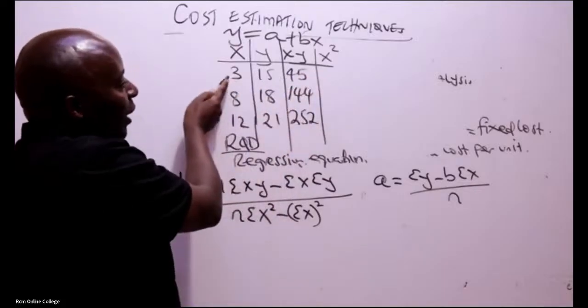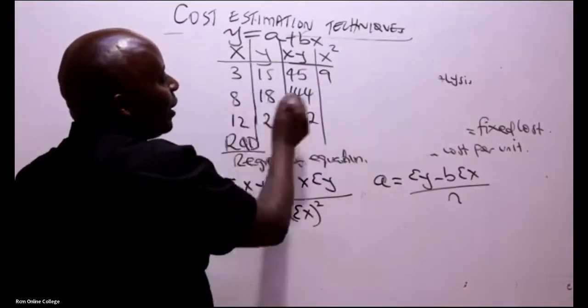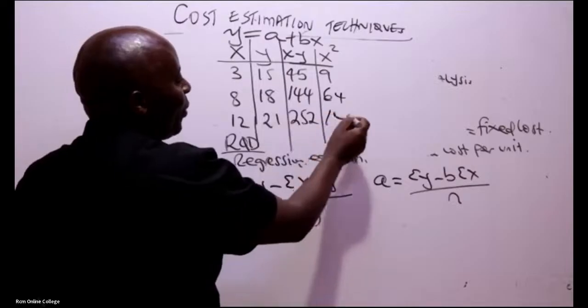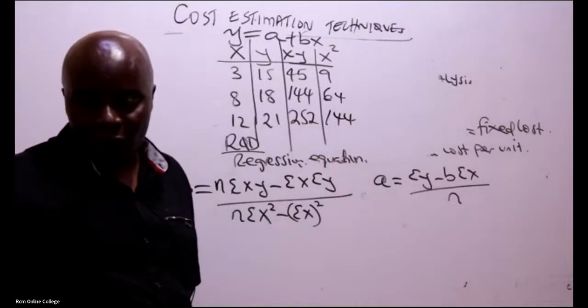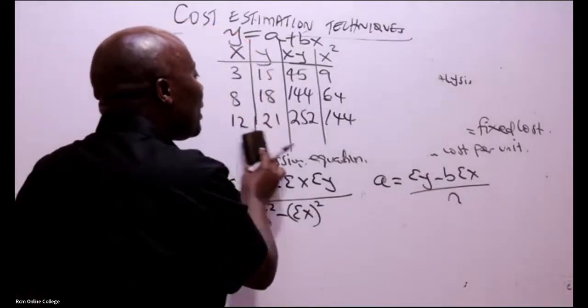Then come and square x. So this is x. When I square this will be 9. 8 squared gives us 64. 12 squared gives us 100 what here? 144. After that, my great students, regression is a sigma model.